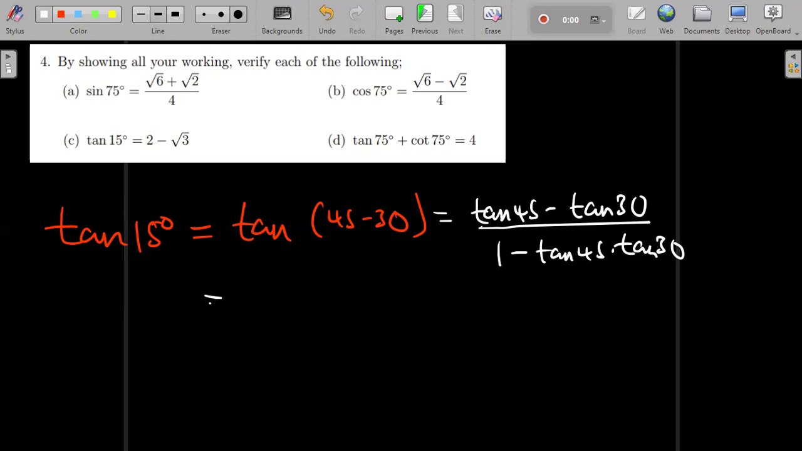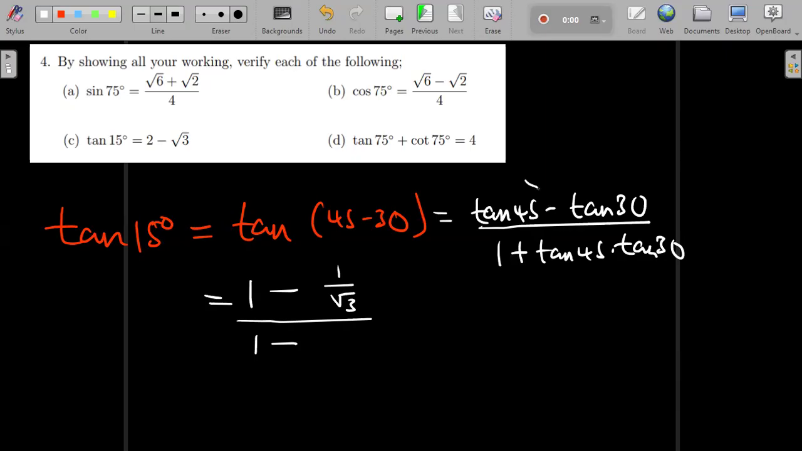So we're going to say this is equal to, okay, what is tan 45? So tan 45 is 1. Then minus tan 30, which is 1 over root of 3. And then we are dividing all this by 1 minus... okay, so here I'm supposed to put plus, right, in the formula. So I forgot, this is plus.